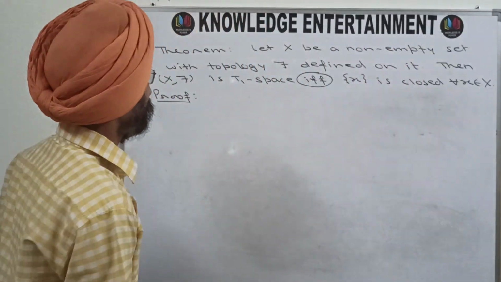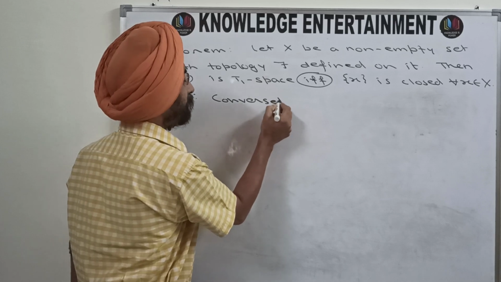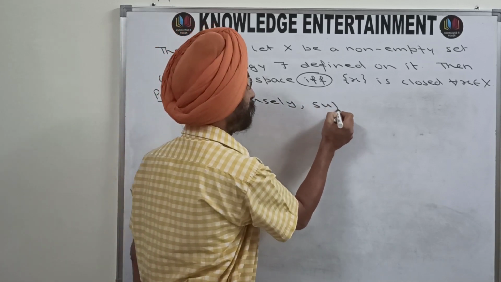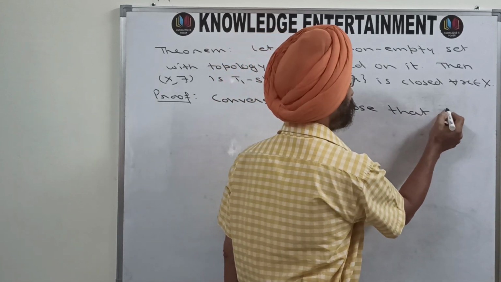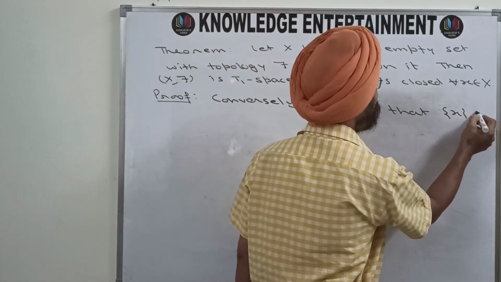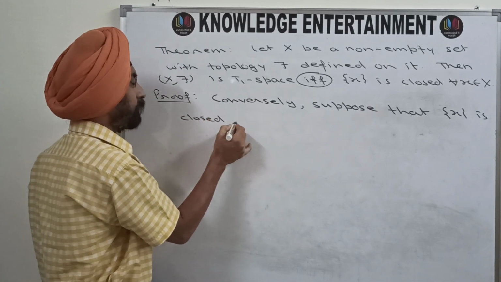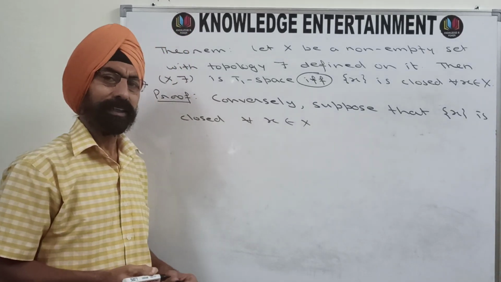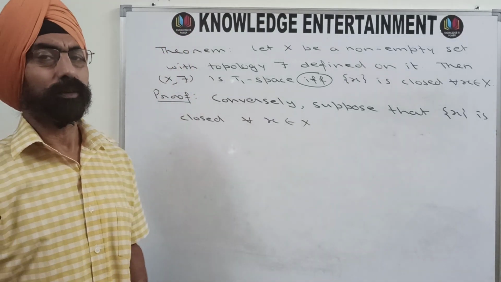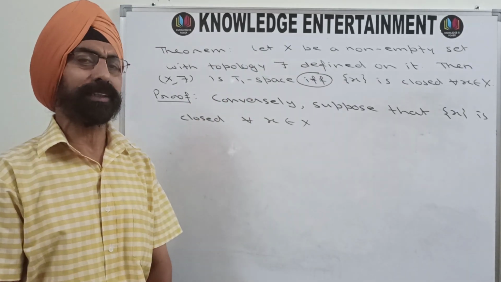Conversely, suppose that singleton set X is closed for every X belonging to X. And now what are we to prove? We want to prove now that the space is a T1 space.